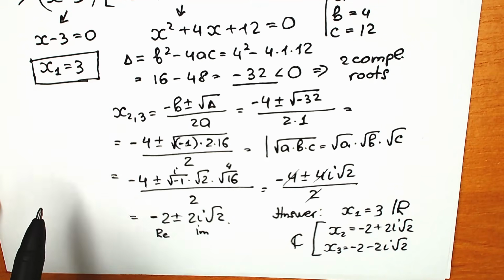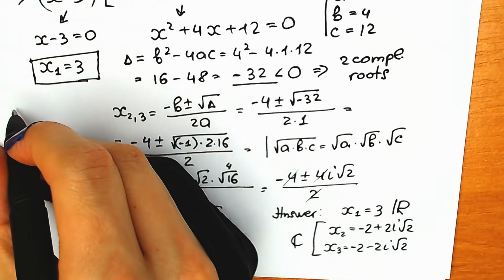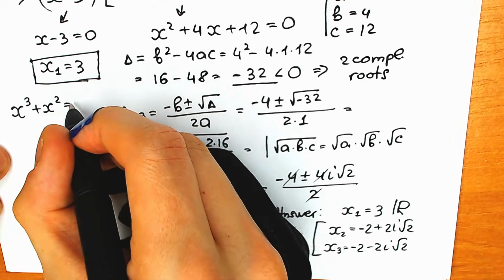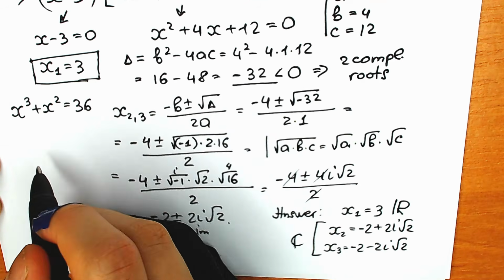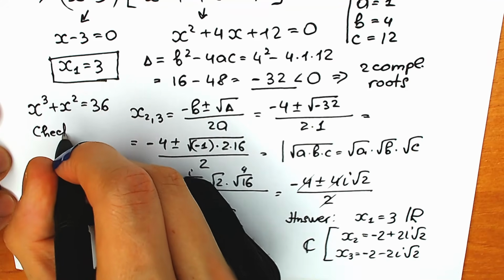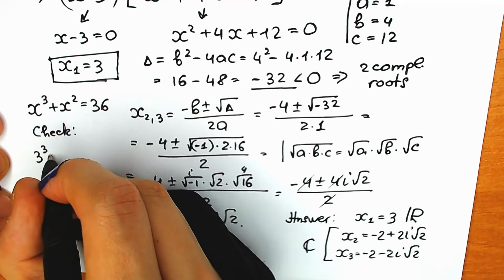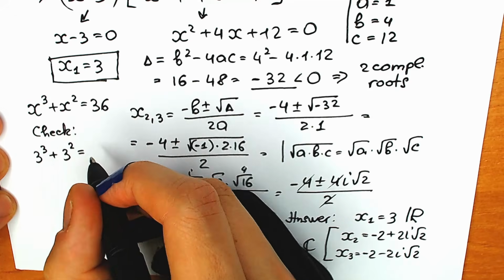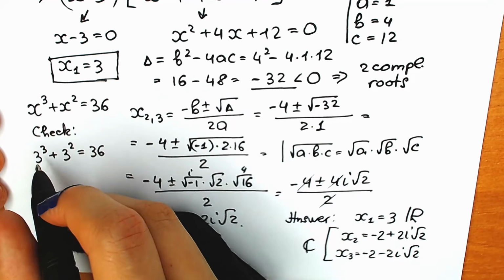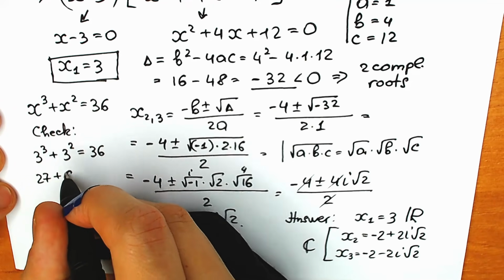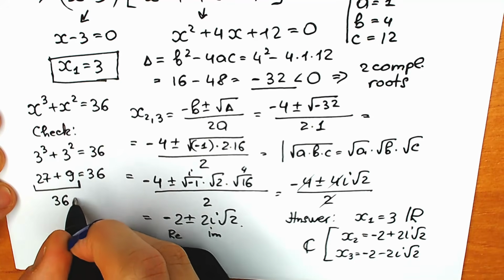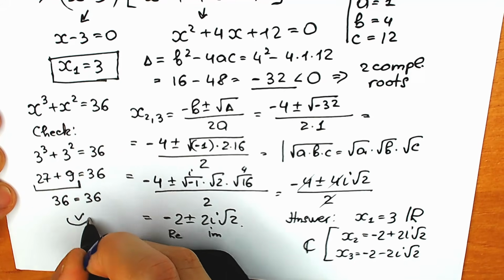In the end, let's check real quick our x first equals 3. So this is our equation, x cubed plus x squared equals 36. Let's plug in this x first equals 3. So we have 3 cubed plus 3 squared equals 36. So 27 plus 9 equals 36, so everything is great. This root is absolutely correct.